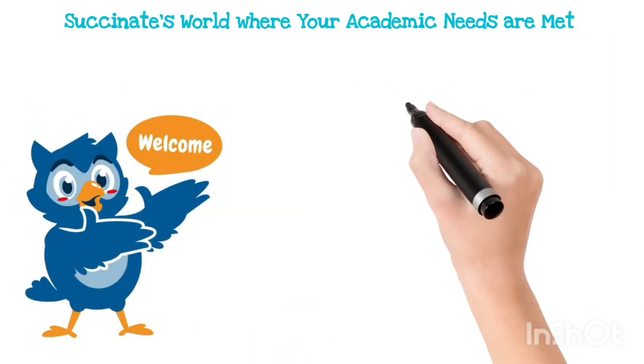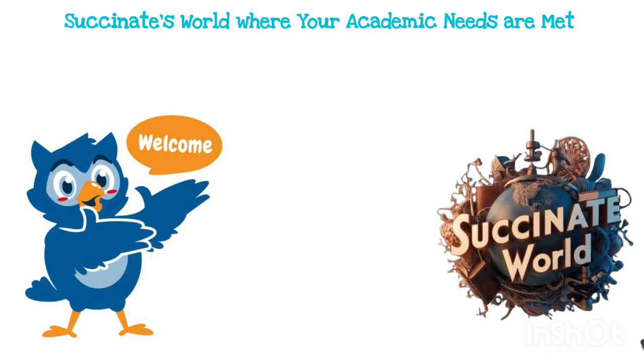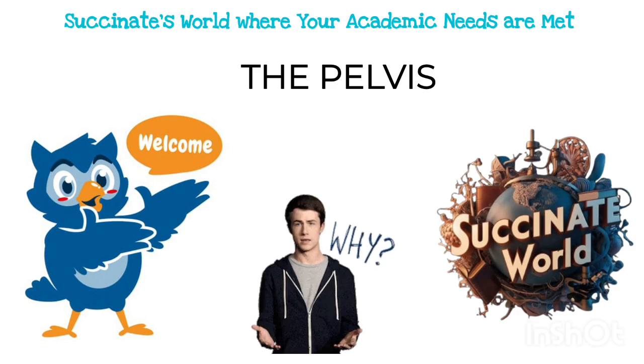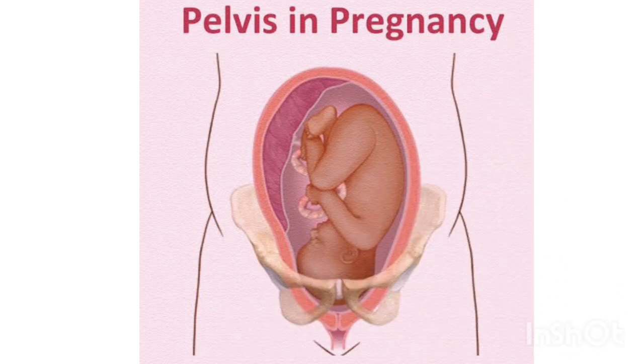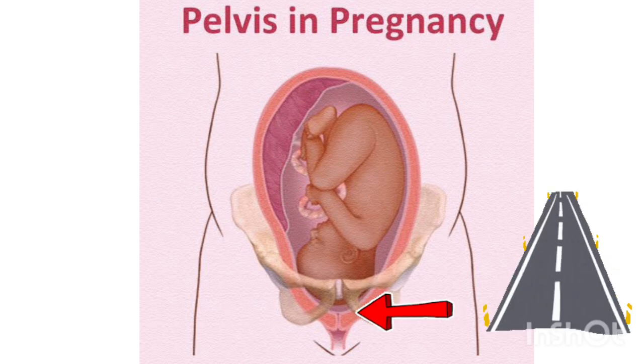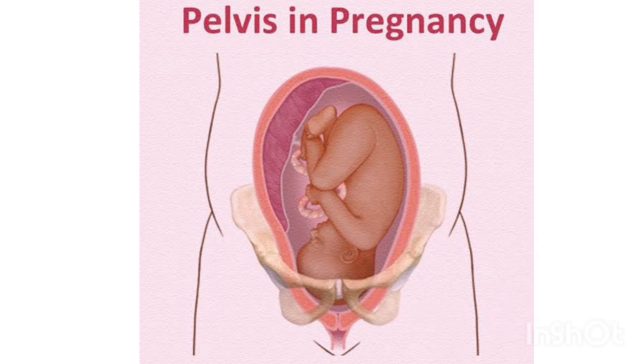Welcome back to another part of the lecture series on maternal and child health. The topic today is the pelvis. Why do we have to talk about the pelvis? As you can see here, the pelvis is this structure in the hip of the pregnant woman. This is an image of a pregnant woman showing the hip bone, which is the pelvis, and the fetus in the womb. The pelvis is an important pathway, or birth canal, through which the baby can pass into the world.